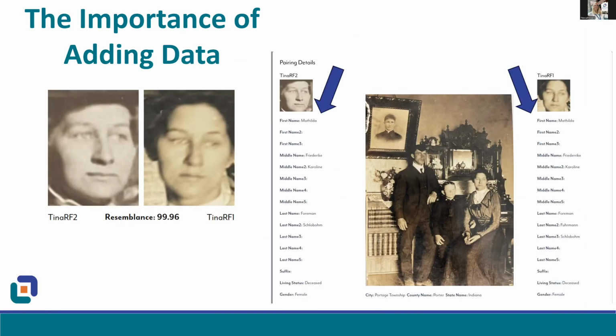So now I've filled in data for my previously unknown woman. I've removed her general descriptor and added her full name, birth date, birth and death places. They now match my previously labeled photo of Matilda. And you can see the resemblance score is now 99.96 out of a possible 99.99.